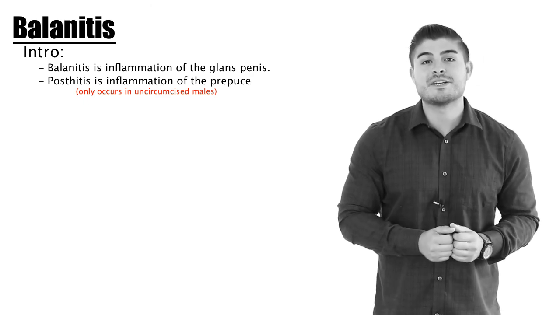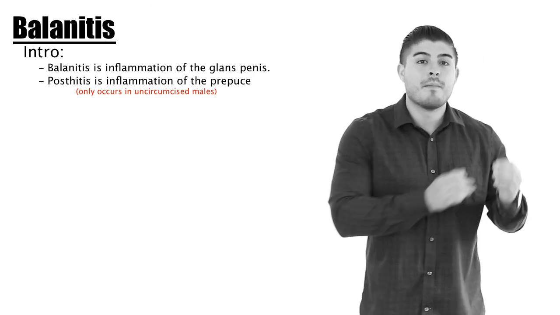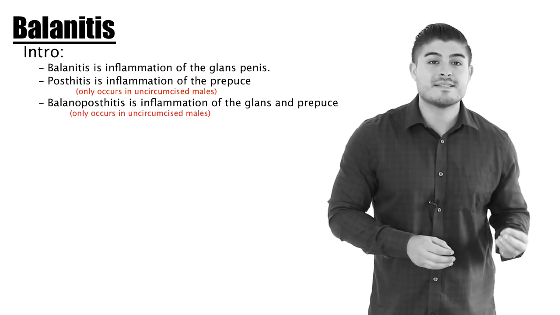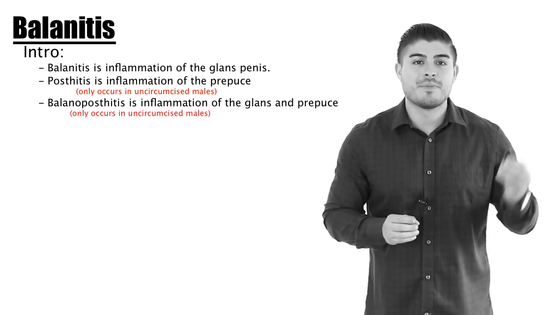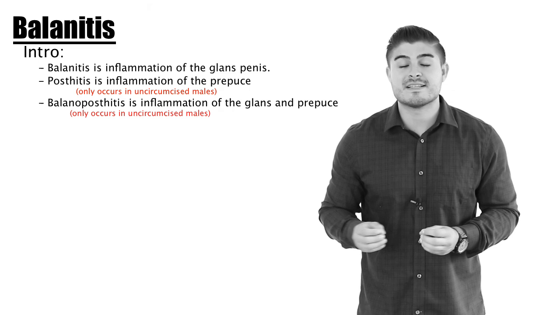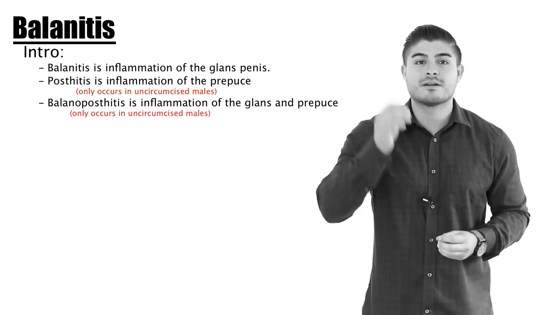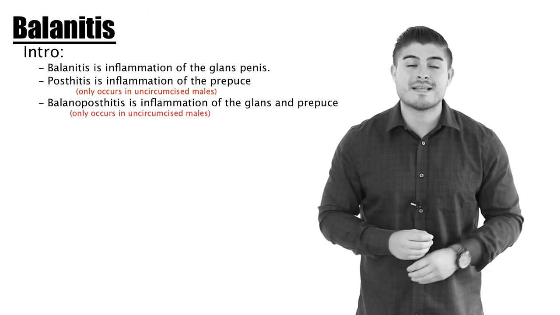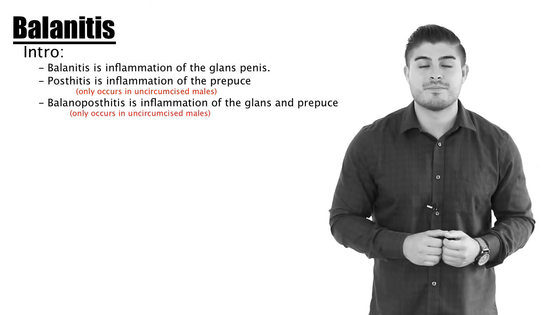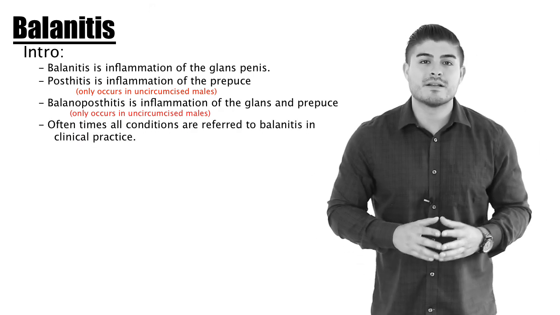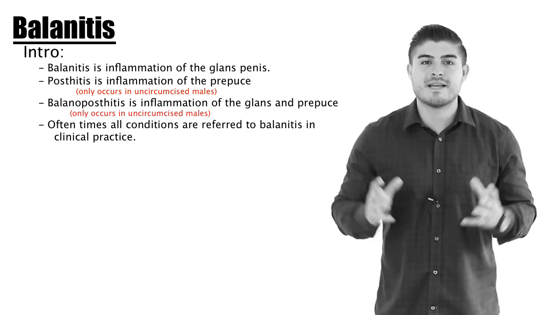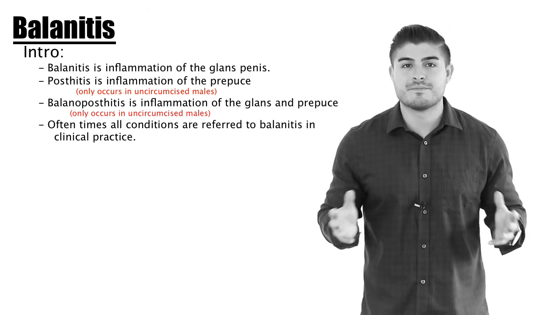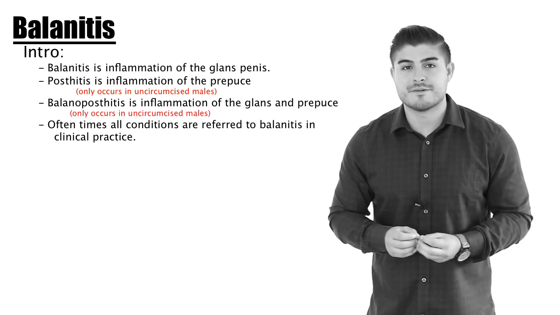Posthitis means we have inflammation of the prepuce, and balanoposthitis means we have inflammation of the glans and of the prepuce. Now, posthitis and balanoposthitis are only going to be seen in uncircumcised males. Balanitis can be seen in both uncircumcised and in circumcised males. For the most part, in clinical practice, everything is kind of clumped together into the term balanitis, which means we have inflammation of the glans and of the foreskin.